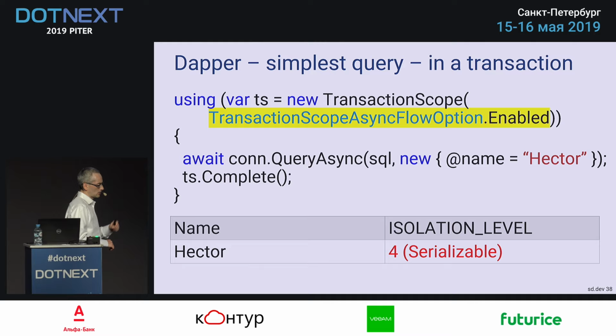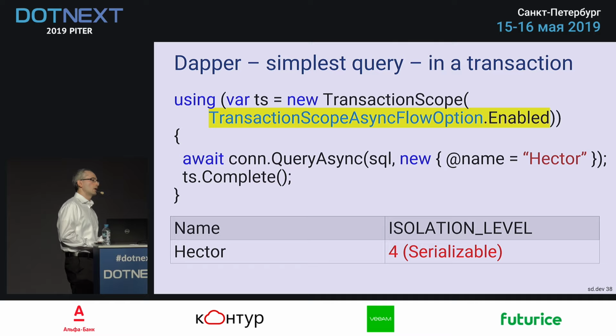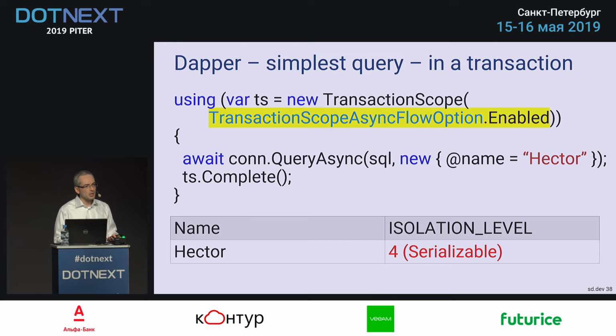But once we do that, the exception is gone, and the query runs, and we get our Hector back. But a funny thing happens, or maybe it's not so funny anymore. The isolation level got mysteriously changed, or flipped, from 2, read committed, to serializable. And I assume that most of you know that running in production under serializable isolation level is probably not a good idea. And even if it was a good idea, the very fact that the isolation level got mysteriously flipped underneath you is not a very comforting thought.